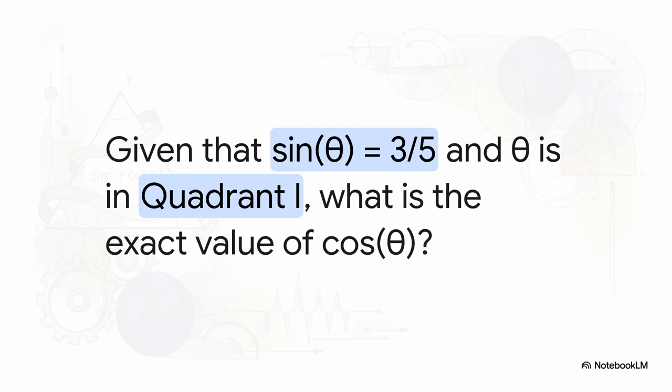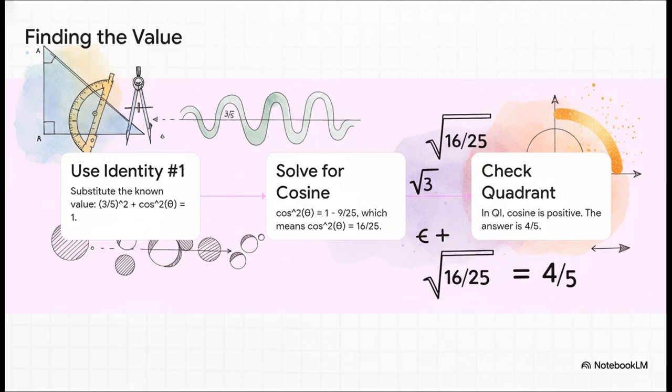Okay, let's try a different kind of problem. This time, we're not just simplifying something, we are finding a specific value. We're told that the sine of theta is 3/5, and we know the angle is somewhere in quadrant I. The mission? Find the cosine of theta. So, we start with our main identity, and we just plug in what we know, which is that sine is 3/5. A little bit of arithmetic, and we get down to cosine squared equals 16 over 25.